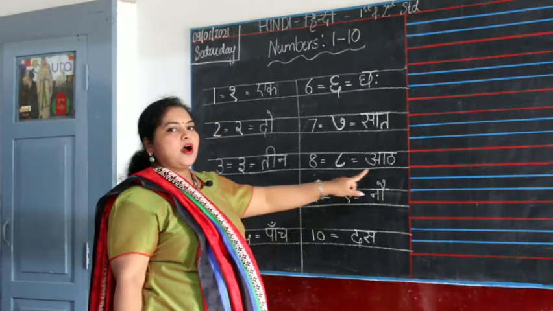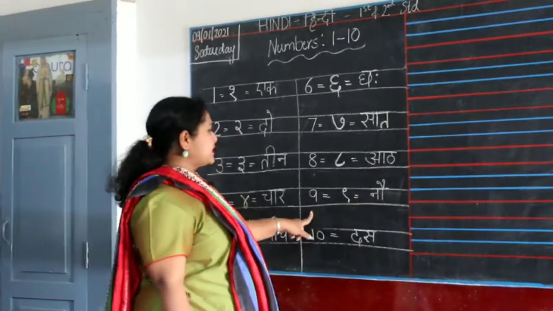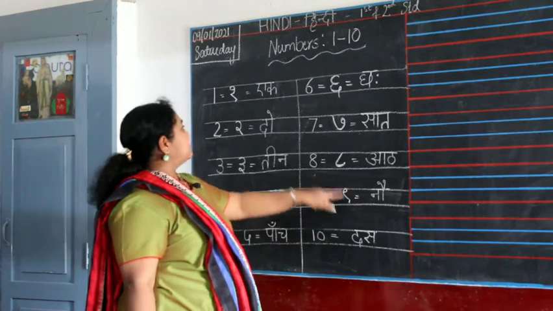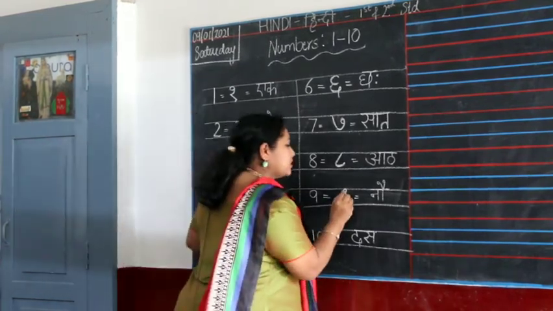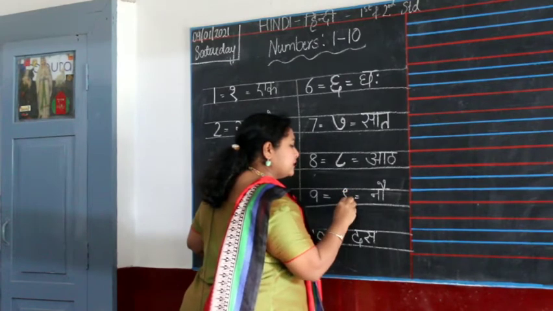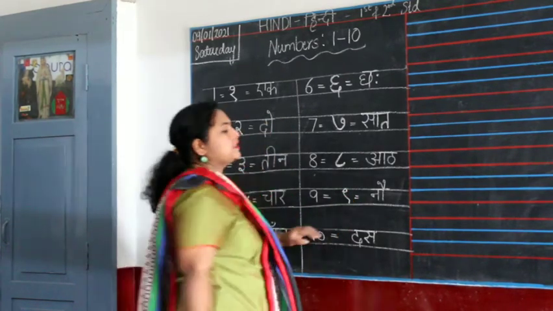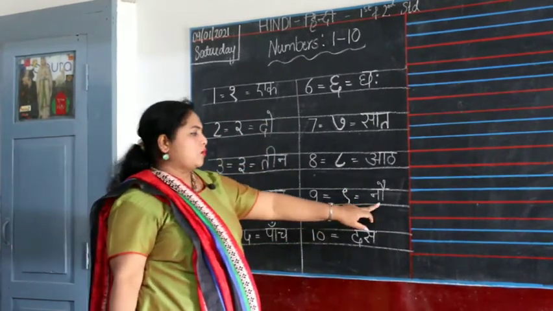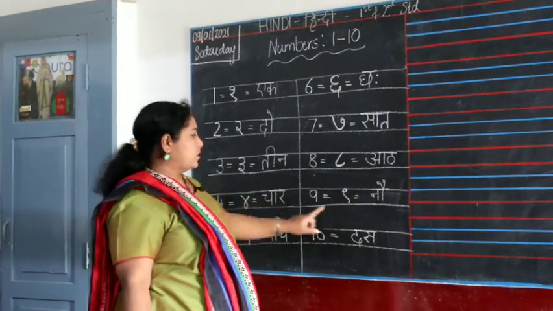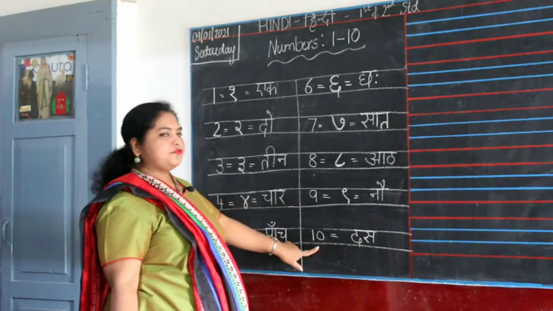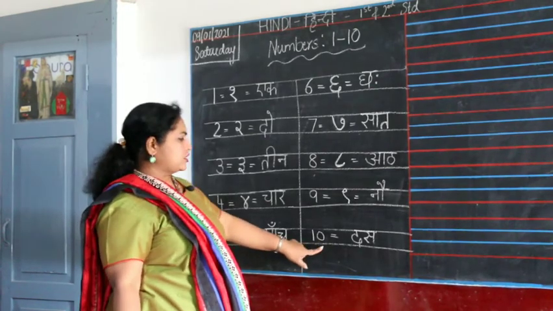Art. 8 is art. This is 9. How is 9 written? It's the reverse side of your ek. Again, you just put a knot, take a curve and then a small tail. That's your nau. Na, au ki matra, nau. 9. And then you have 10 here. 1 and 0, 10.